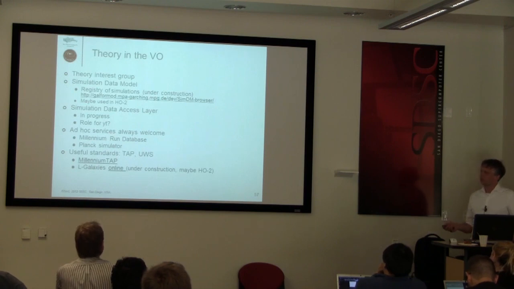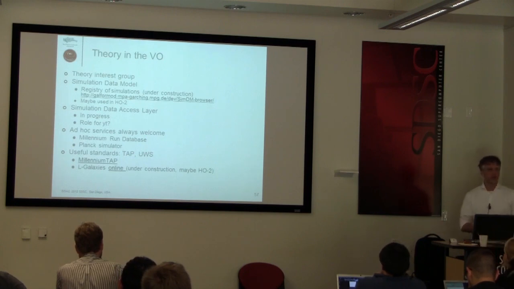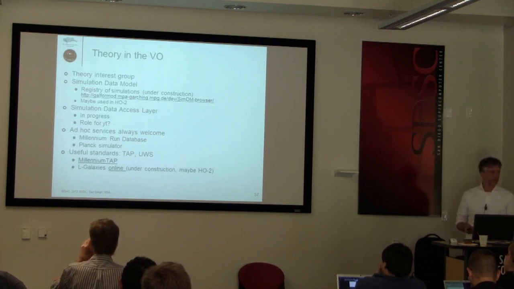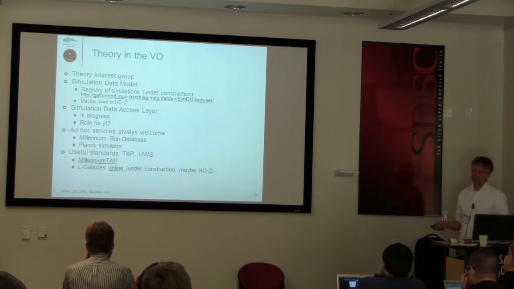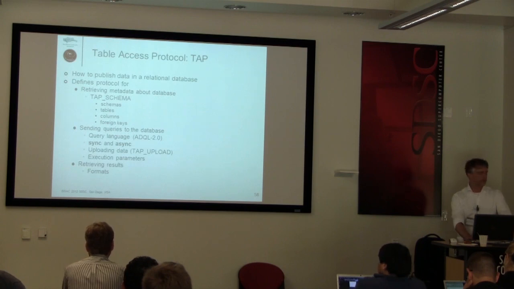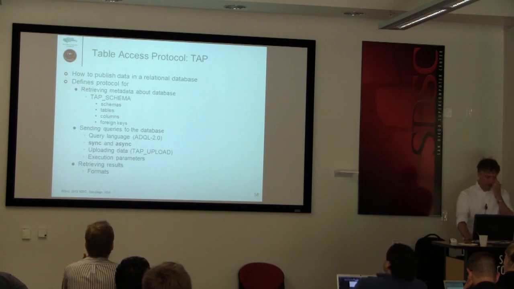But a lot of ad hoc services are always welcome. So we've created a couple, like the Millennium Run Database was an ad hoc service. There was no standard for that yet. We have some other ones, and lots of people here have their own services as well. There are two standards that are useful for the VO. One of them is called TAP, and one is UWS. And I'll just say a little bit about TAP now, because that's the one that we're going to use. As I said before, this is just a table access protocol. It is one of the most recent and one of the more useful protocols: if I have a database of data, how do I publish this to the VO or to the community?